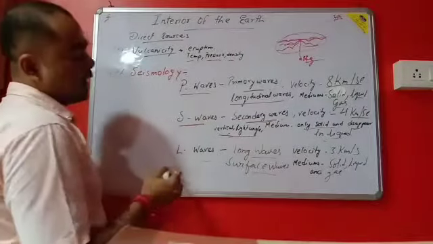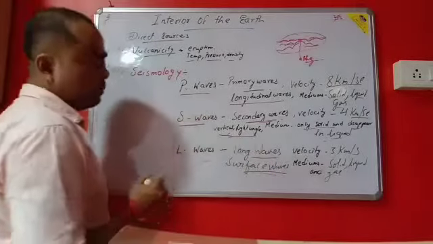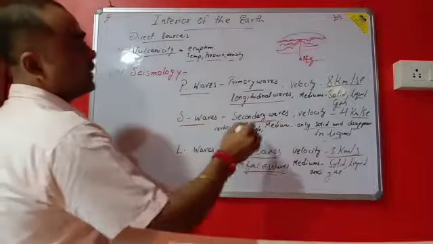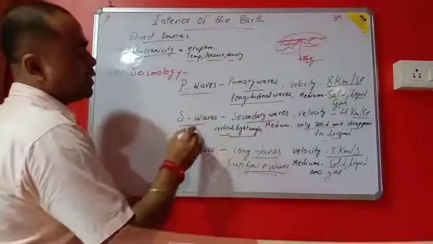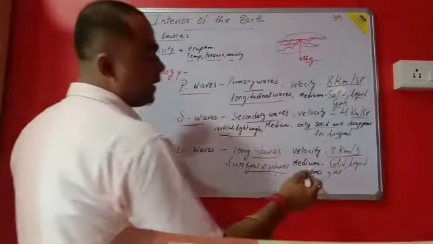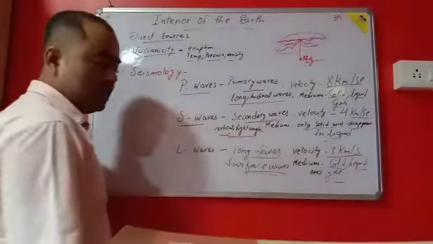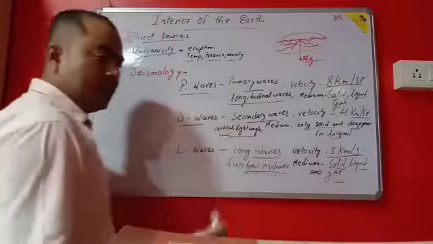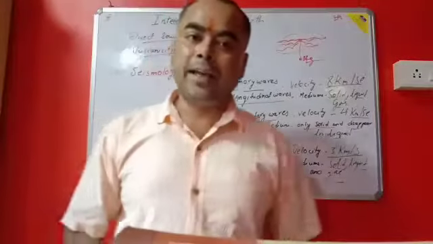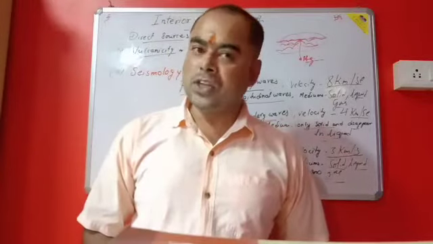Next is L waves. L waves are also known as long waves, which are also called surface waves, whose velocity is much lower than P waves and S waves, at 3 km per second, and they can also pass through all the mediums, that is solid, liquid and gas, but the velocity is very much less. So how these waves give us information related to the interior of the earth, we will come to know with the help of a diagram.